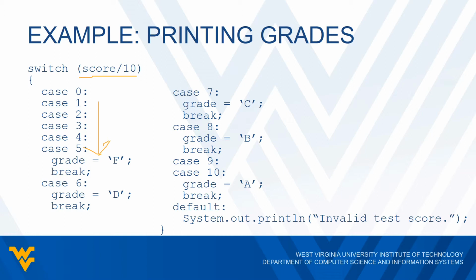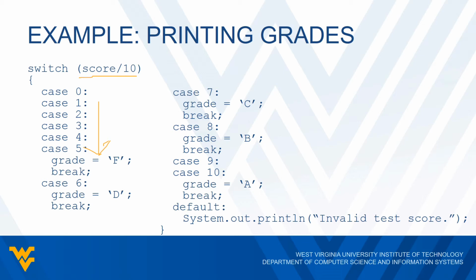And this makes sense, right? Because if you score anything between a 0 and a 59, well, if you take that value and divide it by 10, you're going to get 0, 1, 2, 3, 4, or 5. So you should run these lines of code. So we set grade to F, and then we execute the break statement, which means that we don't run any more lines in our switch structure.